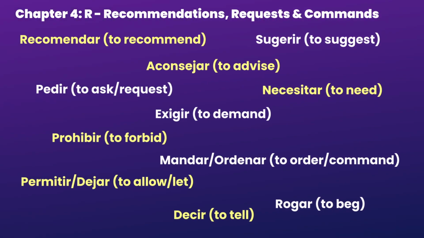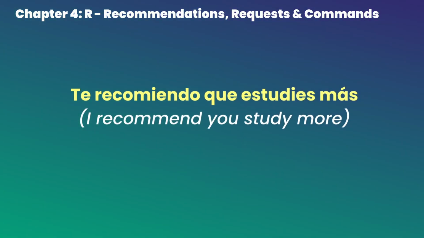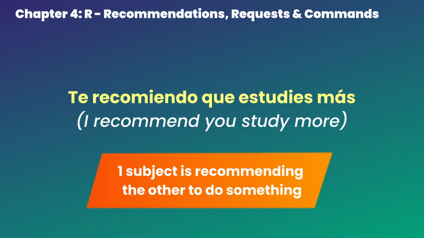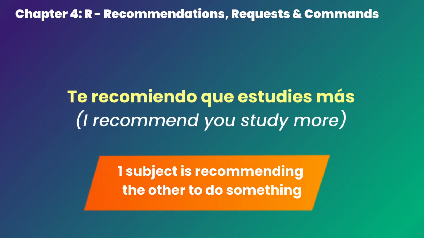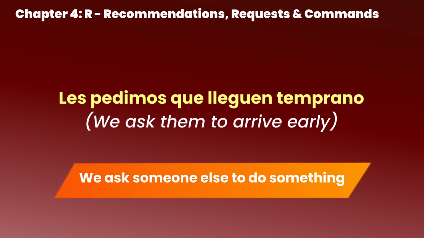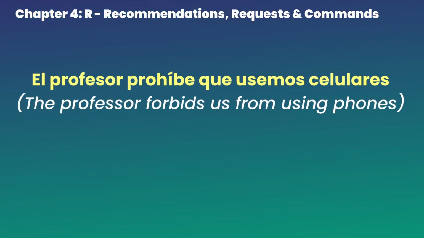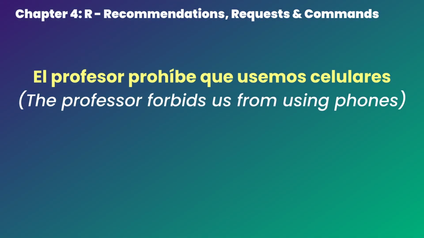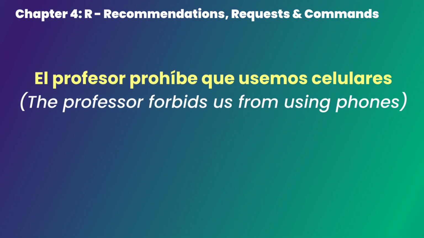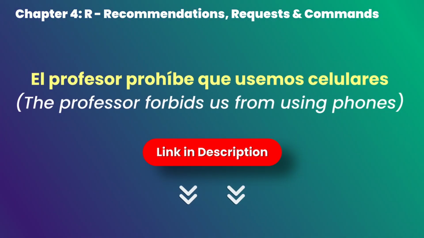Again, everything works the same way as before. Let's go over a couple of examples. Te recomiendo que estudies más. First subject is recommending the other to do something. Makes sense, right? Next example. Les pedimos que lleguen temprano. We ask someone else to do something. One more. El profesor prohíbe que usemos celulares. The professor prohibits or forbids others to do something. Perfect. Other verbs work exactly in the same way. For a complete list with more examples, check the PDF and the video description.